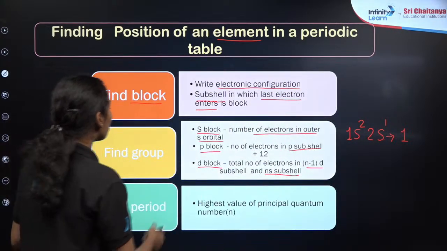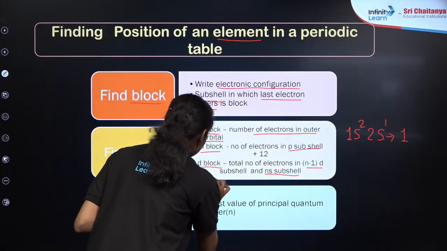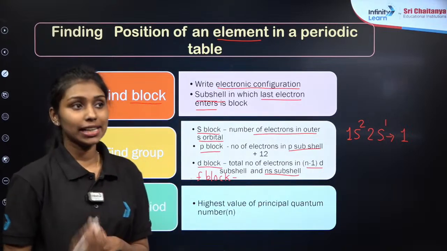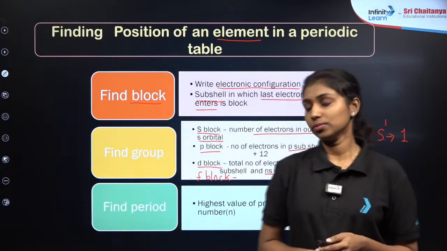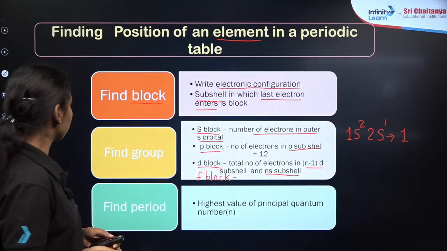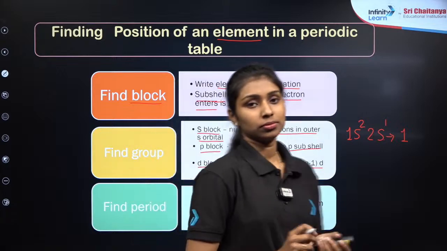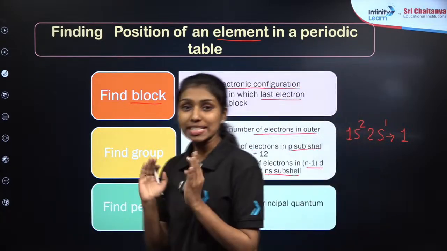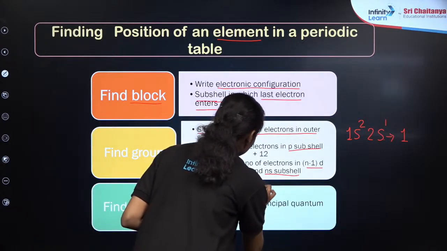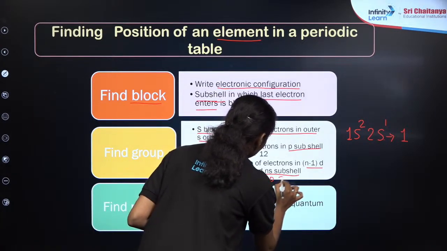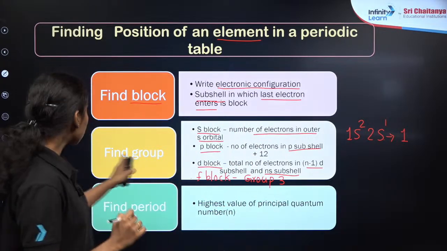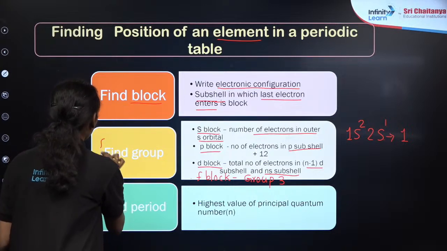Then, what will be the group number of an F block element? Is there any trick? Okay, while looking into the periodic table, you can see that all the F block elements belong to group 3. Just remember that. All the F block elements belong to group 3. These are the points to note to find out the group of a particular element.